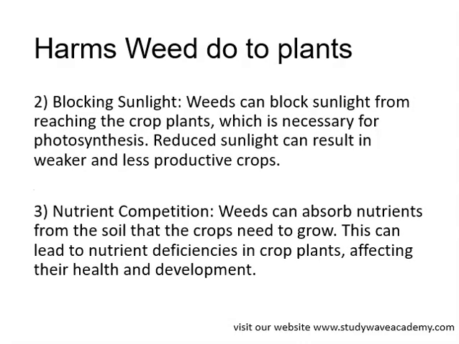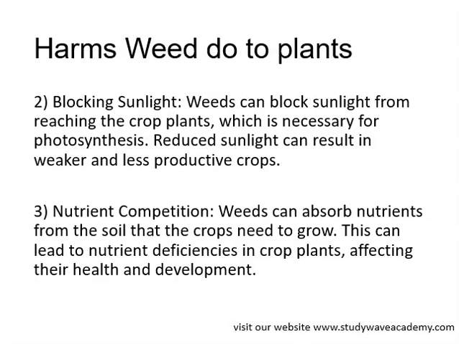Okay, blocking sunlight. Weeds can block sunlight from reaching the crop plants, which is necessary for photosynthesis. Reducing sunlight can result in weaker and less productive crops. When the weed grows more than the plant, it blocks the sunlight, so the crop will not receive sun. And you know, sun is very necessary for a plant. So if the weed grows more than the plant, it blocks the sunlight from reaching the plant, and it becomes weaker.